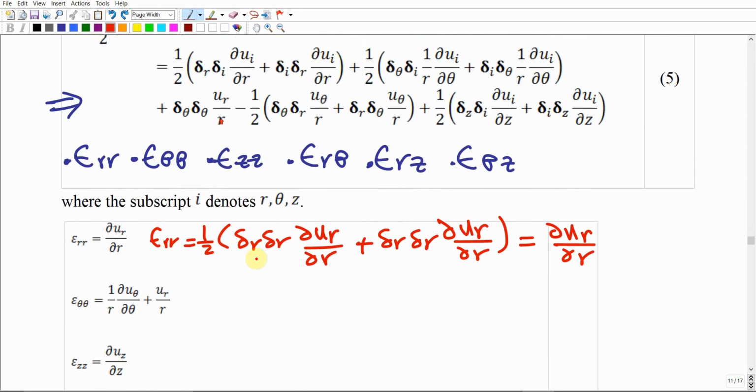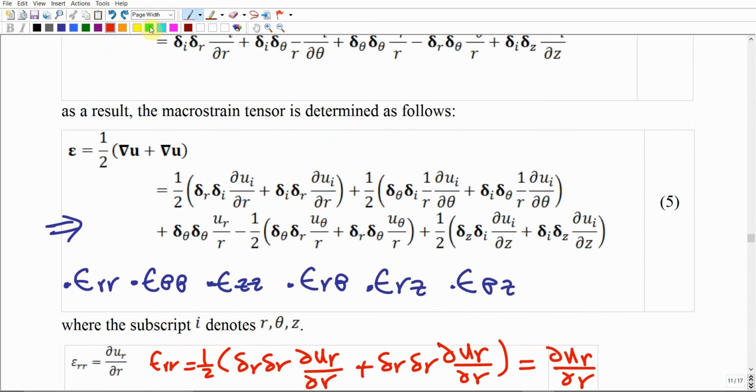So this term, if we are interested, I'm just going to write it up here. For example, epsilon r theta, the first term is 1/2 times delta r delta theta. I needed theta, u theta with respect to r, plus, for example, I would be r, theta and z, but I need r first. I can use theta, yes, but this one is not first.